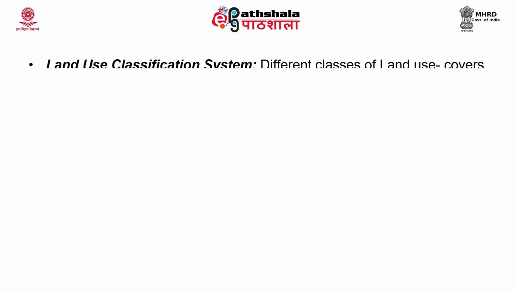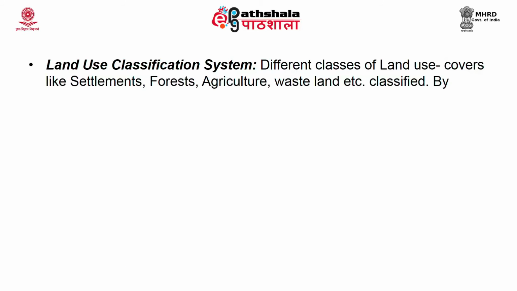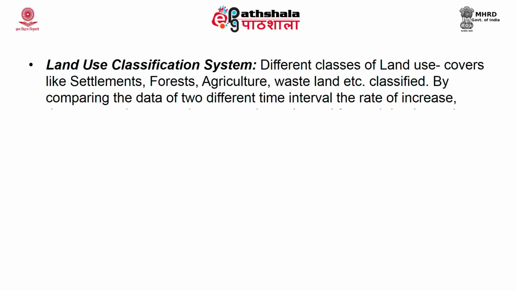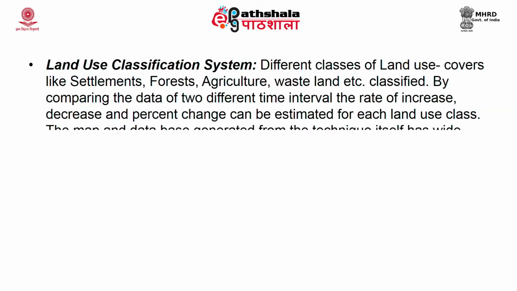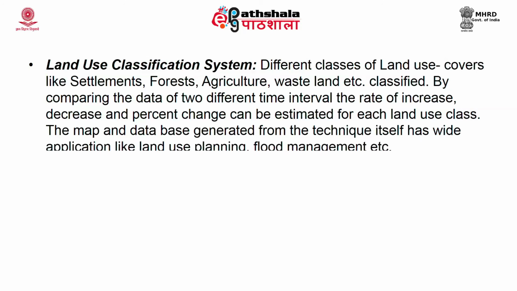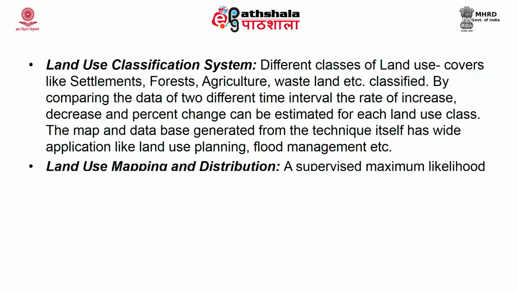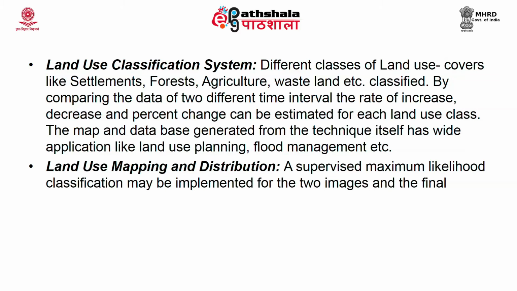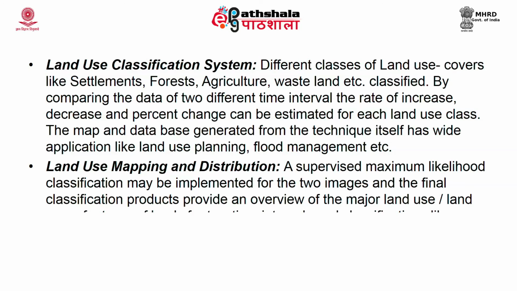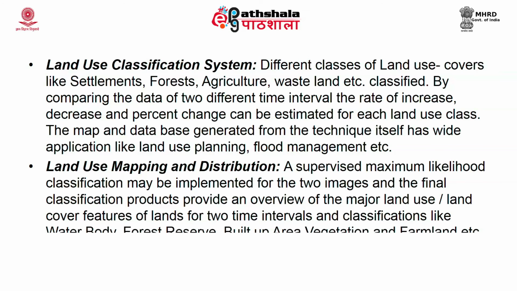After this, let us talk about the land use classification system. Different classes of land use and land covers such as settlements, forest, agriculture, wasteland, etc. are classified by any of the means of classification. By comparing the data of two different time intervals, the rates of increase, decrease or percent change can be estimated for each land use class. This map and database generated from the technique itself has wide applications such as land use planning or flood management.